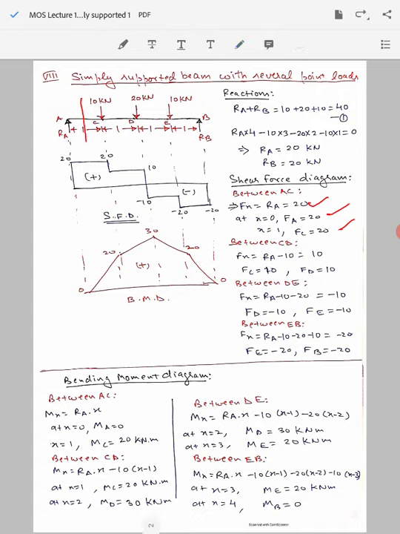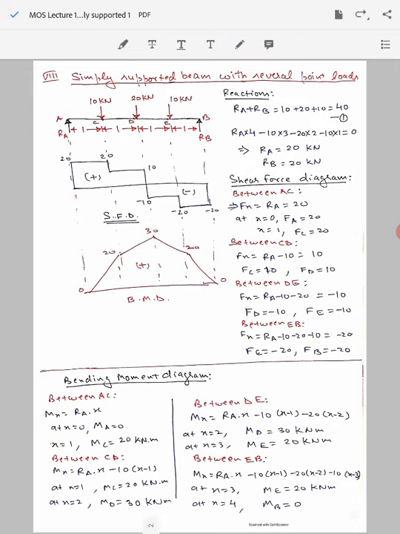Then you do the same exercise and assume the beam to be cut somewhere between C and D. Draw the free body diagram for the left hand segment of this beam, and then you see that there are only two forces. One is RA and another is 10 kilonewton in the opposite direction. So the shear force equation will be RA minus 10. RA's value is 10, so this becomes 10 kilonewton. Again it is not dependent on x, so at both ends its value is going to be 10 kilonewton only. FC and FD are equal to 10 kilonewton.